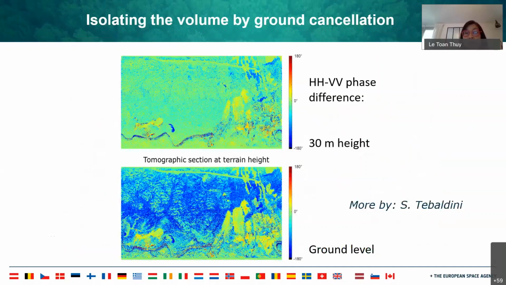And then the other way to isolate the volume by topography concentration: here is the HH-VV phase difference at ground level and at 30 meters high. And you can see here the ground level, it's the forest with different values of biomass inside, but it's quite dominated by the topography also, the drainage pattern, etc. But then when you go to 30 meters, you don't see the topography contribution.